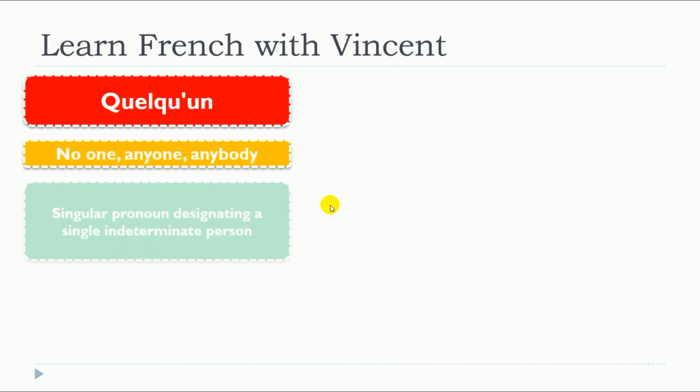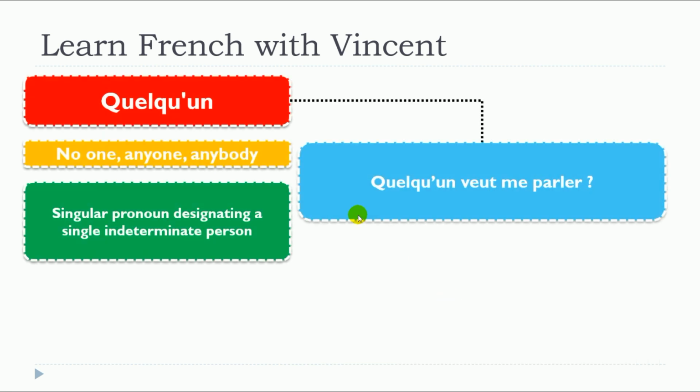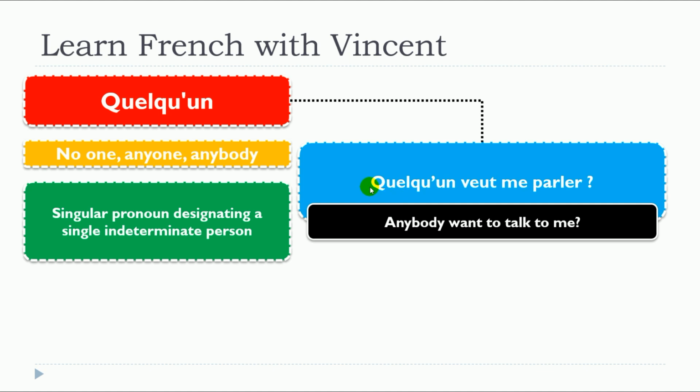So let's have a look at quelqu'un now. Look, it's always possible also with quelqu'un to start it and use it as a subject. Quelqu'un veut me parler? Remember, because it's a pronoun, you can use it as a subject too here.